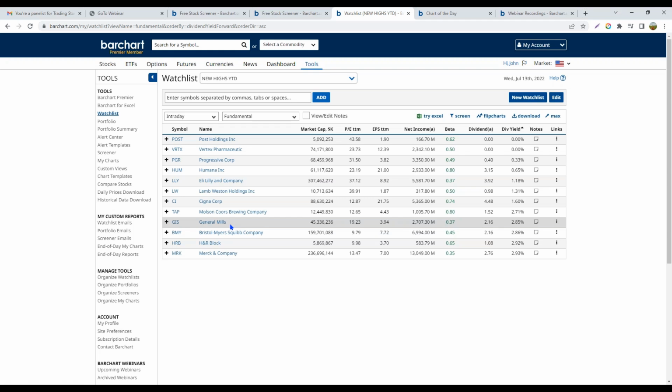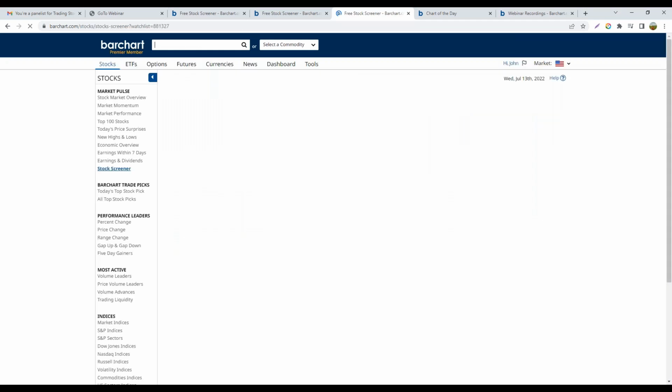When we talk about trend and this idea of making higher highs, one of the things we can start looking at is the strength of a trend. The longer a trend goes on, the greater the number of higher highs we're going to see. So one of the things we can do now is screen on this watch list that I have.